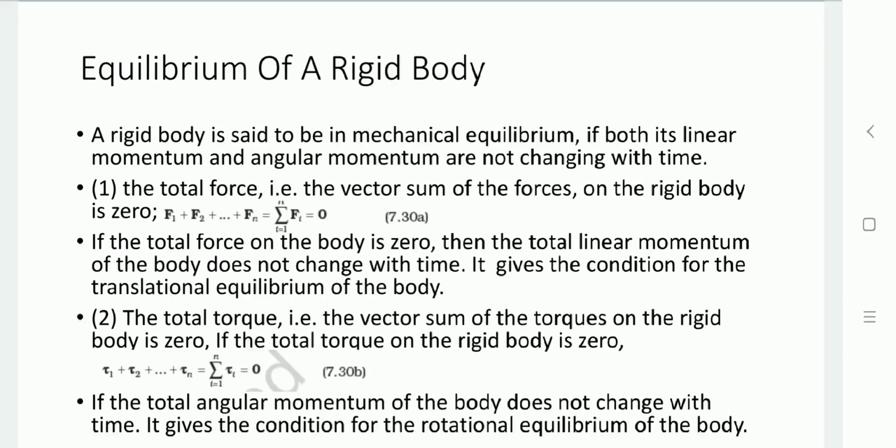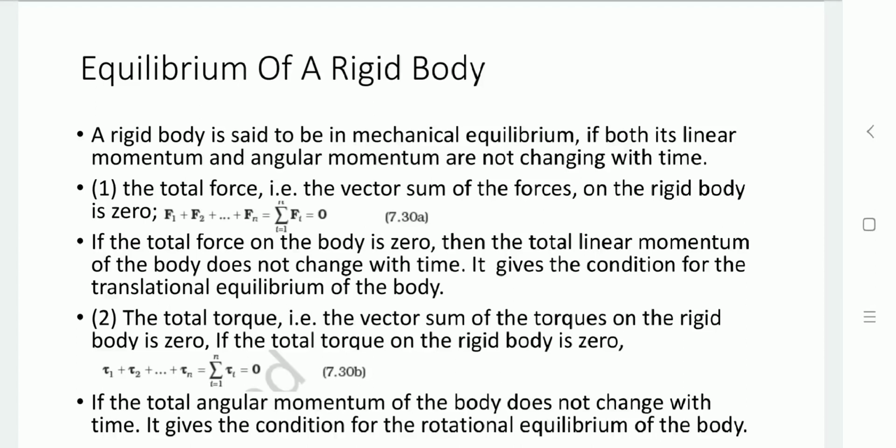So the total force, that is the vector sum of the forces on the rigid body, F1 plus F2 up to Fn, that is the summation of Fi from 1 to n, is 0. If the total force on the body is 0, then the total linear momentum of the body does not change with time, and it will give you the translational equilibrium condition of the body.